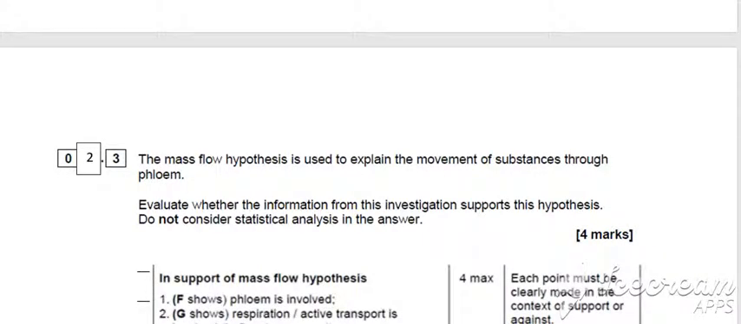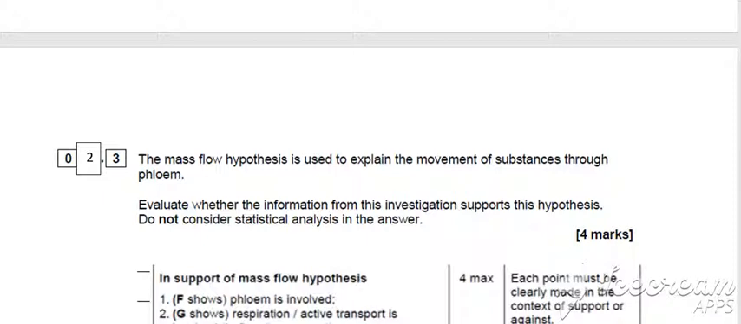So the question asks, the mass flow hypothesis is used to explain the movement of substances through the phloem. Evaluate whether the information from this investigation supports this hypothesis. Do not consider statistical analysis. So this question doesn't want us to explain what mass flow is, it wants us to explain, does the evidence from this experiment support the idea of mass flow?